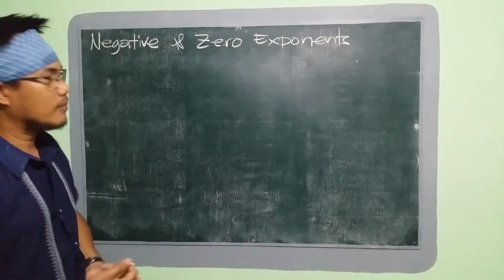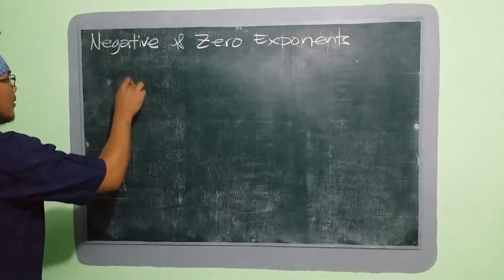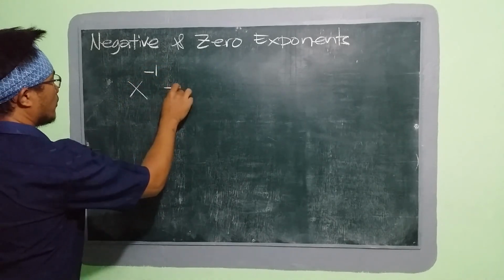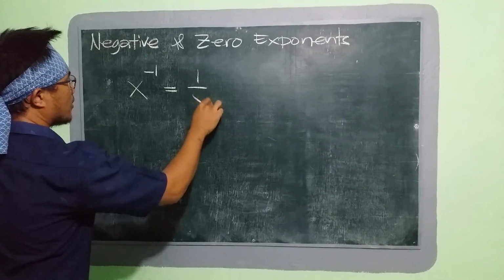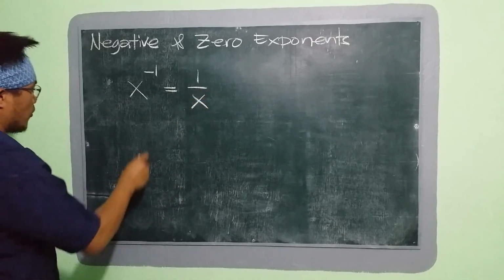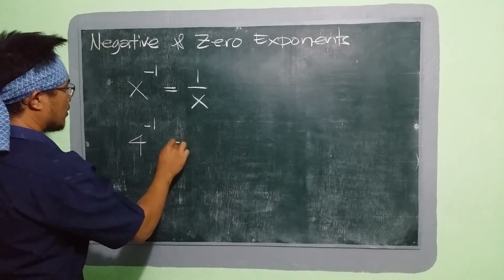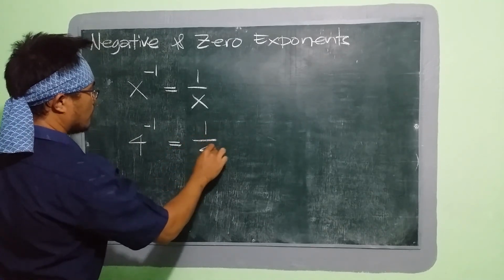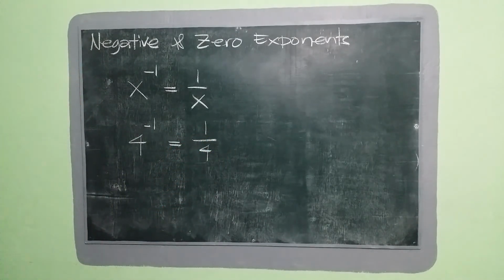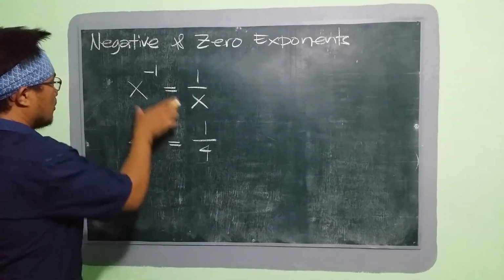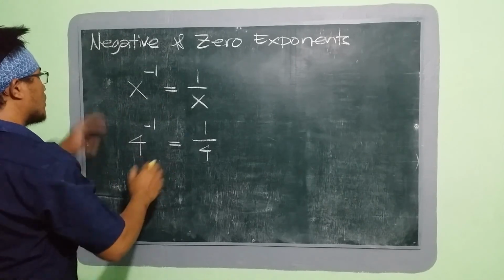So let us start by discussing why x to the power of negative 1, for example, is equivalent to 1 over x. Or if we have 4 raised to the power of negative 1, why is it that it is equal to 1 over 4? Now let me show you the connection between those two quantities. Why is it that they are equal?